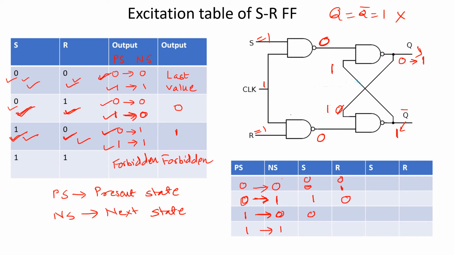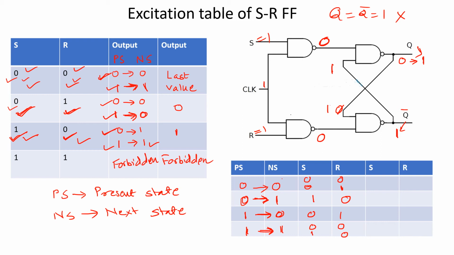So this is 0 and 1. And 1 to 1 I am getting it here. That is for 0 and 0. So this is 0, this is 0. And 1 to 1 I am getting here also. That is S is 1 and R is 0.